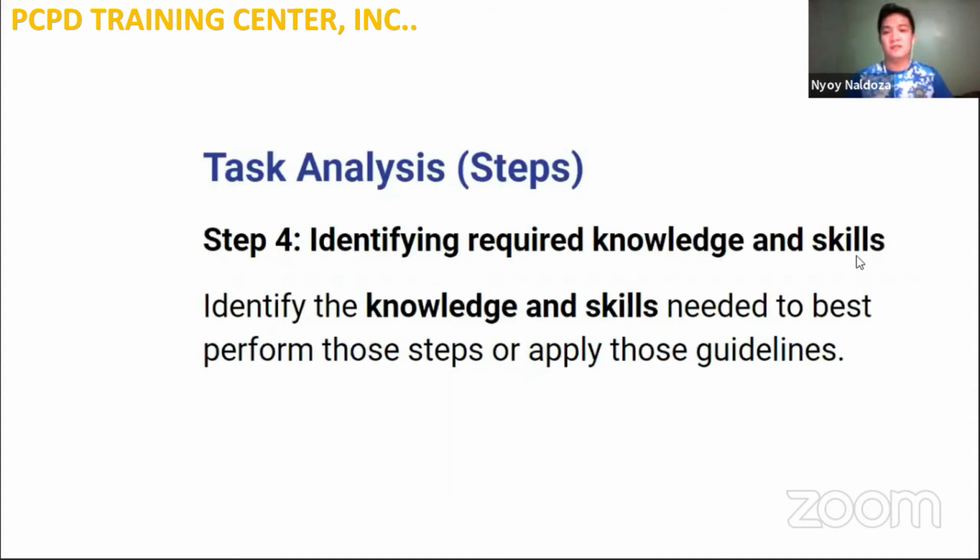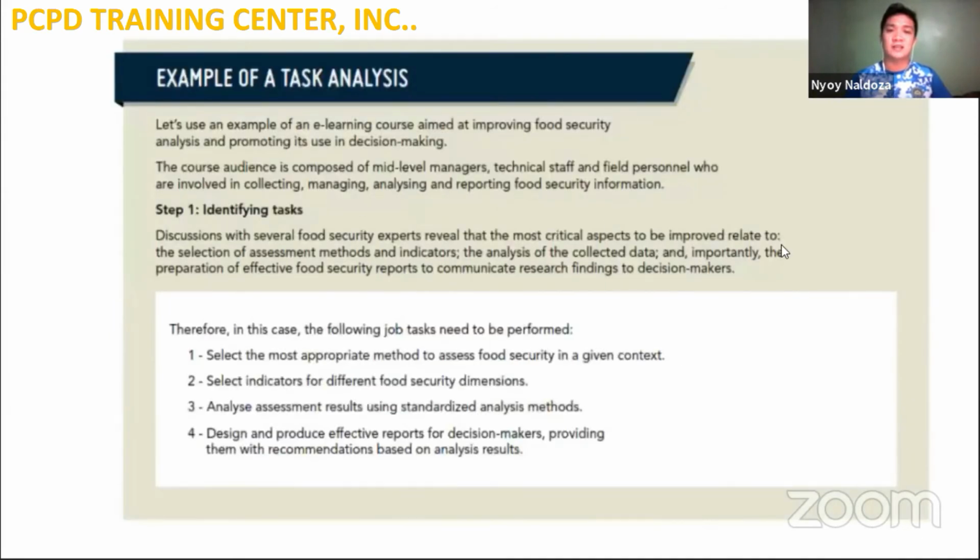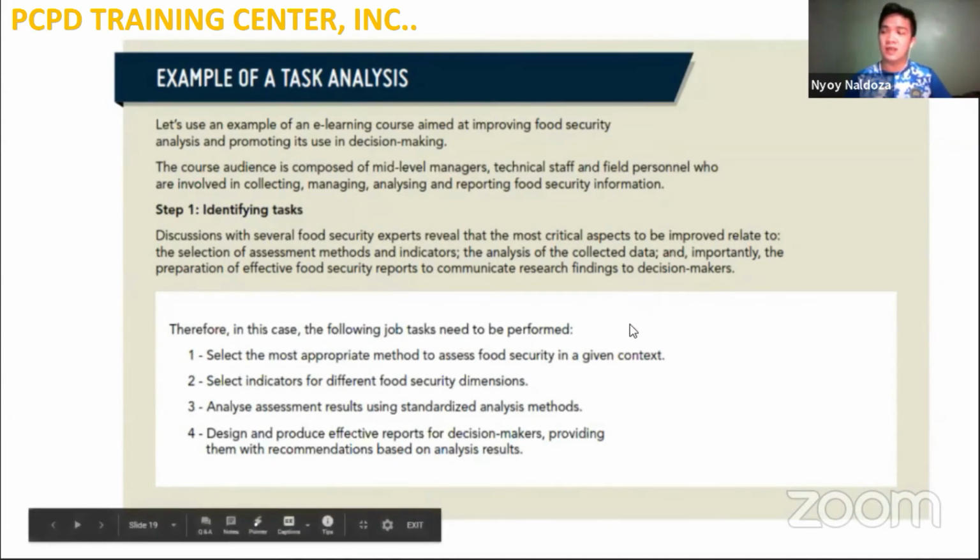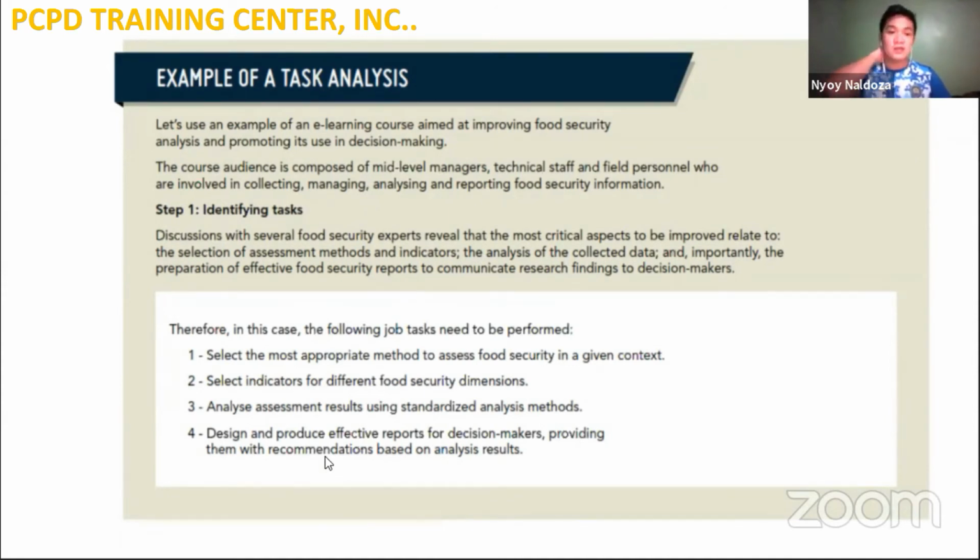Now, for step 4, after that, you need to identify the required knowledge or skill. Identify the knowledge or skill needed to best perform those steps or apply those guidelines. Example of the task analysis is this. So I'll be showing you an example. This is an e-learning course to improve the food security analysis and promoting its use of decision making. So first, the following tasks needed to be performed. This serves as the learning competencies kung titingnan niyo mabuti. Select the most appropriate method, select indicators, analyze assessment results, and design and produce effective reports.